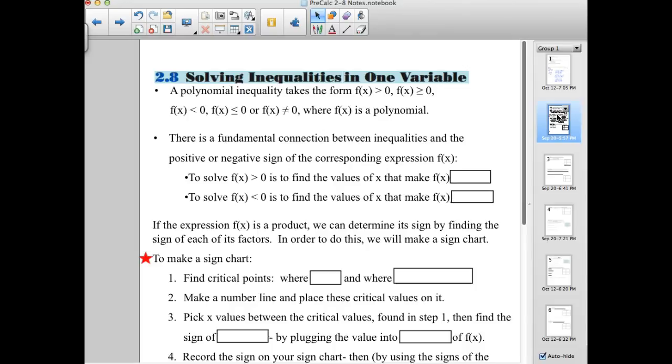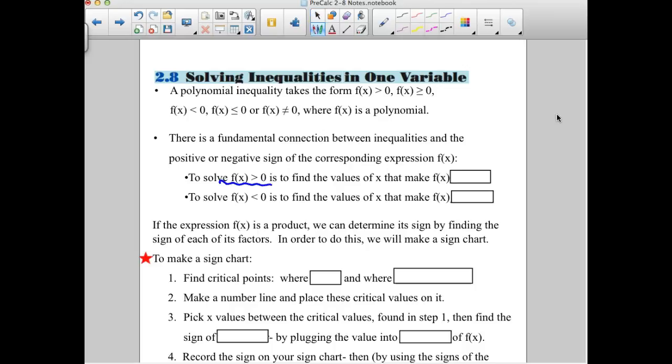So if we are trying to solve for f of x being greater than 0, we're looking for x values that make our function positive. And if we are looking for solving f of x is less than 0, we need values of x that make our function negative. Okay? To do that, we are going to use something called a sign chart.